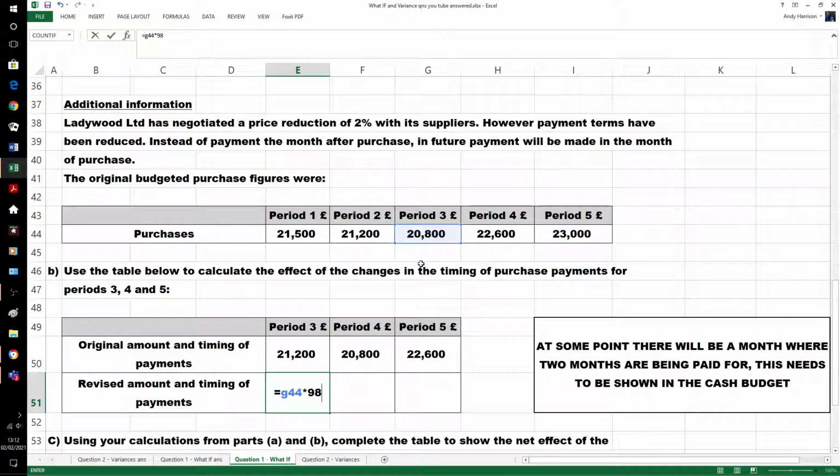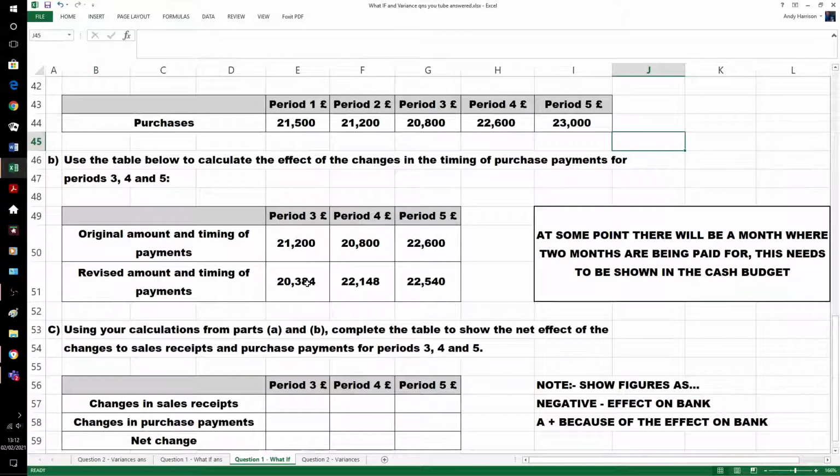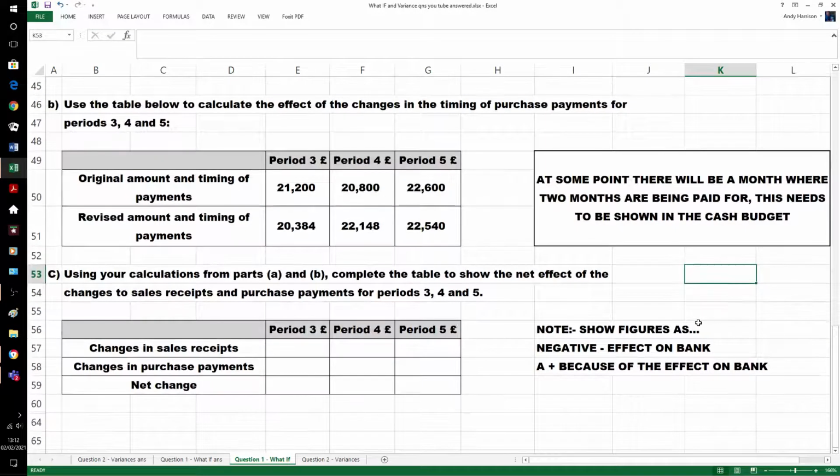but only 98%. So at a glance we're paying a little bit less, a little bit more, a little bit less. So we don't know when the double month will happen. Possibly it was in period 1 when we would be paying December's and January's together because of the change. So calculations, complete the table.